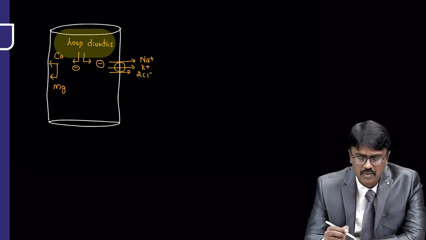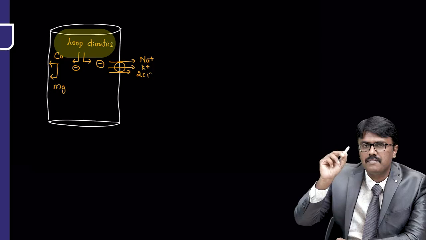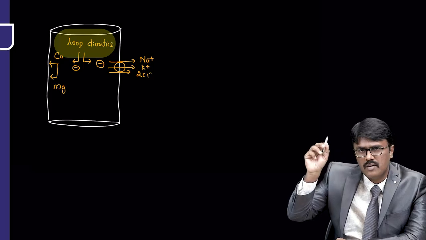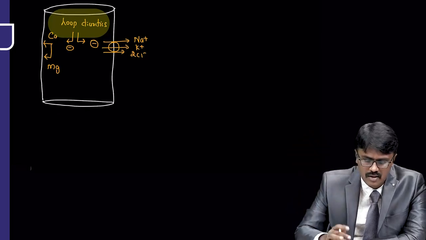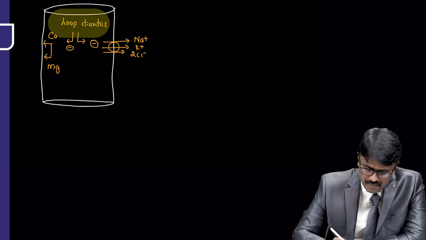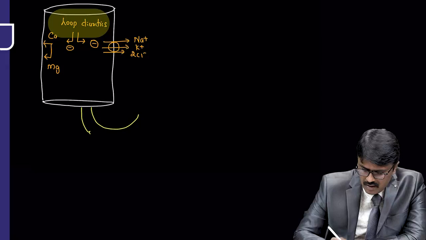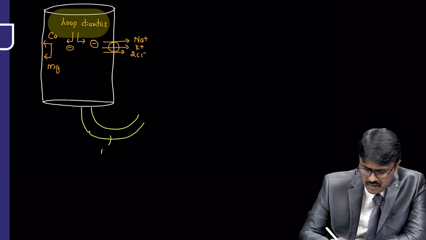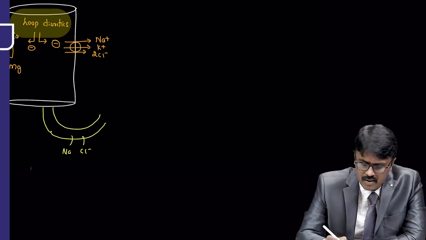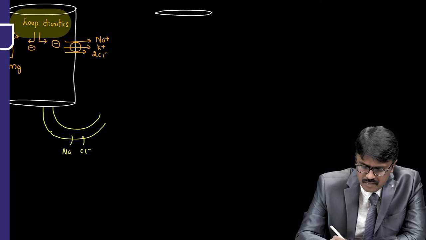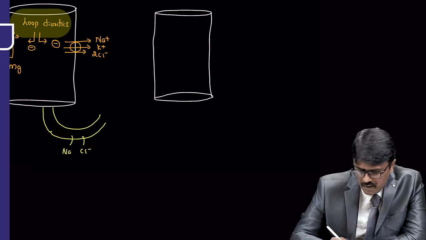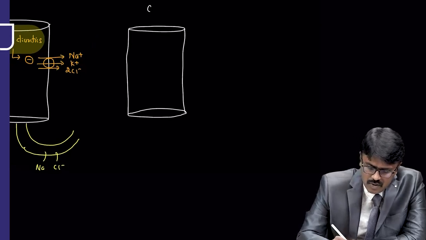Now, from the loop, they come to the DCT. There's some sodium and chloride reabsorbed back. But what happens when they come to the collecting duct? So this is the collecting duct. What happens there?